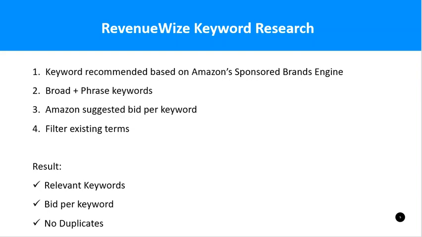We then set the Amazon suggested bid per keyword. So for the broad keyword, we use the Amazon suggested bid, and likewise for the phrase keyword relevant to that term. In this sense, we can make sure that we generate the level of impressions that Amazon thinks is relevant. In addition, we create a filter so we do not create any duplicates. We scan the account, we look at any terms that already exist, and we do not go ahead and generate duplicates for them. The result is that we have relevant keywords and a bid that is unique per keyword, and there are no duplications.